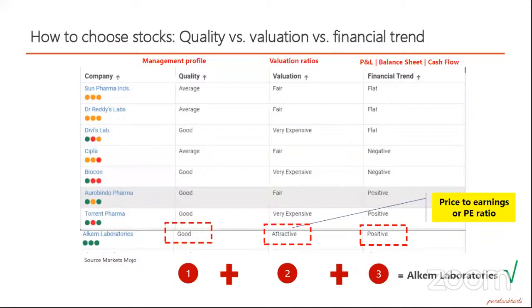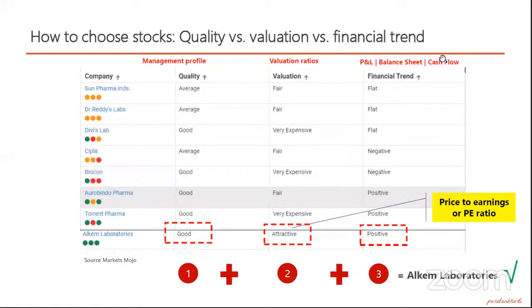Now let us talk about it quickly. So the management profile ranges between average and good. On this slide, I have chosen Alkem because it is good right now. There are three good ones: Biocon, Aurobindo Pharma, Torrent, and Alkem. These are all good. Above, I would just see average, I would not choose. Valuation ratios: I would look at something which is still attractive. Then I need to investigate further. If it is attractive, is it a bad stock? Because in the price to earnings ratio, the price is in the numerator.